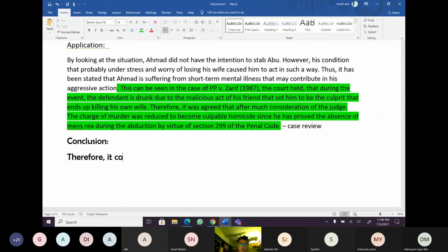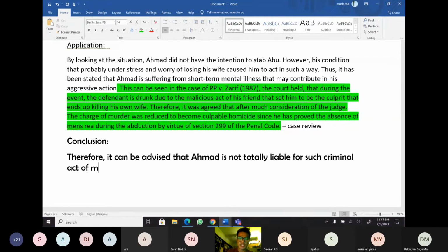Therefore, it can be advised, ni ayat-ayat paling orang kata paling kurang ajar lah, biasa lawyer guna. Advice, saya advice je, saya tak bagi cadangan yang tetap. Okay, advice that the court, okay, Ahmad, there is an existence of... no, there is... okay, it can be said, advice that, okay, Ahmad is not totally liable for such criminal act of murder under section 300 of the code.